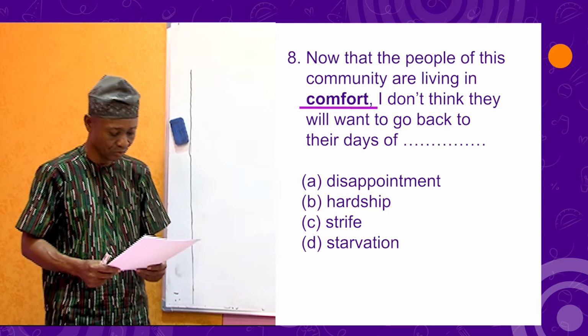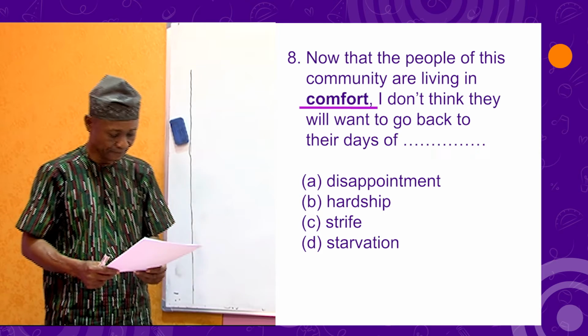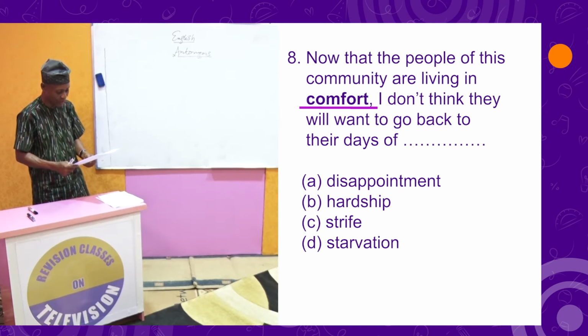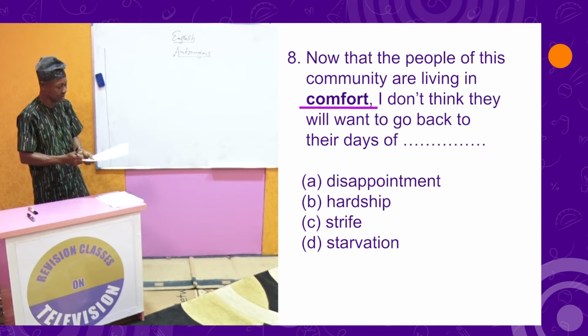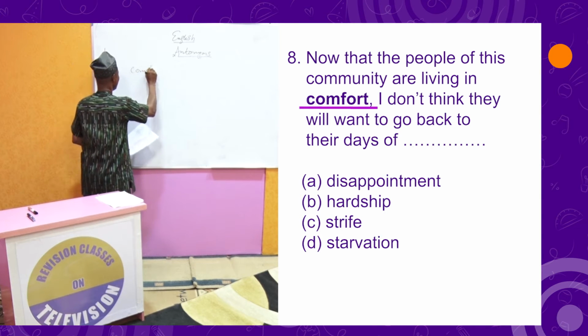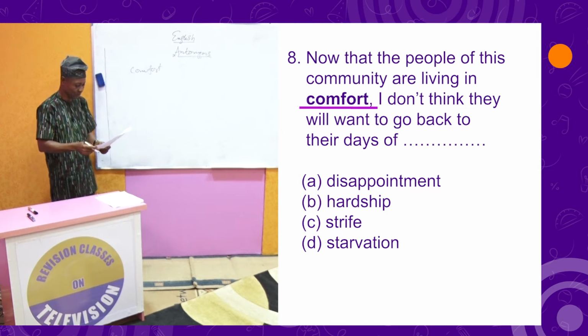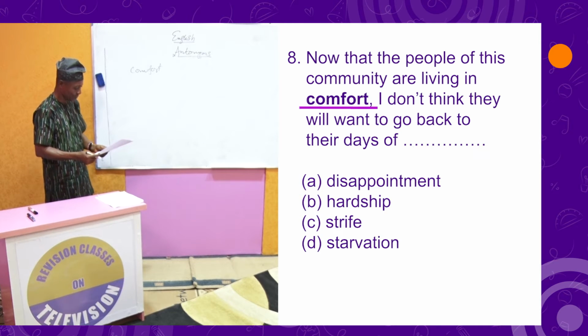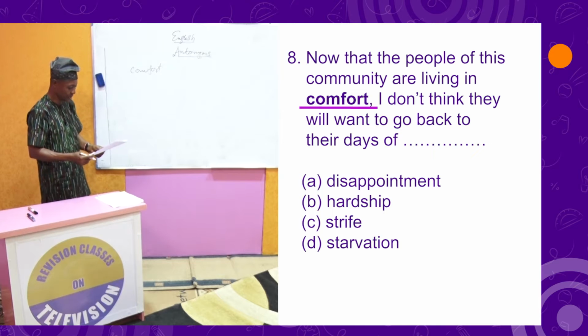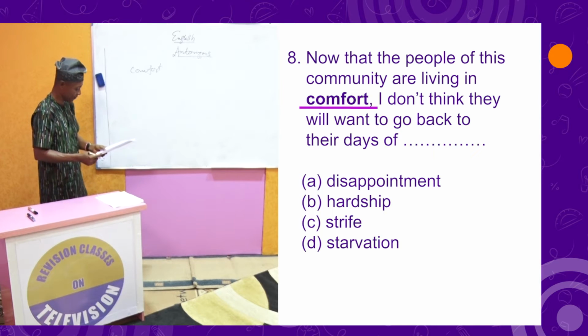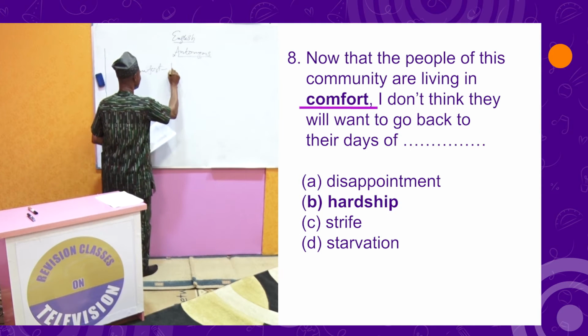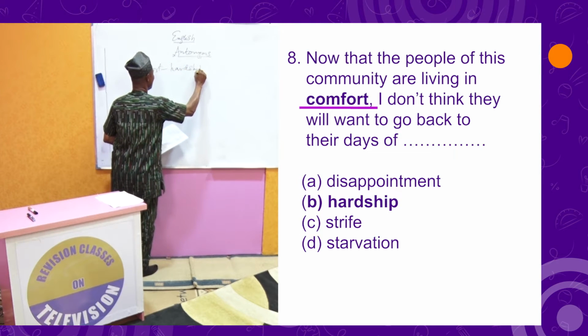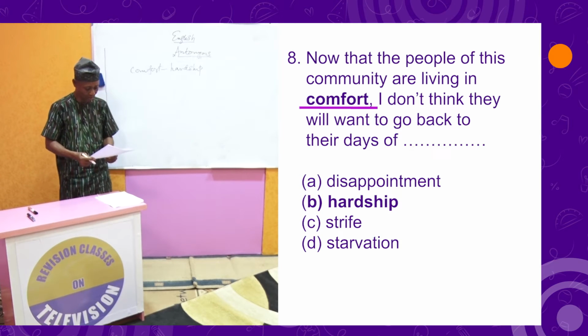Now we move over to question number 8. Now that the people of this community are living in comfort, I don't think they will want to go back to their days of dash. The underlined word in that sentence is comfort. And we have the following options: A, disappointment. B, hardship. C, strife. D, starvation. Option B, which is hardship, is the opposite of the word used in the sentence, which is comfort.